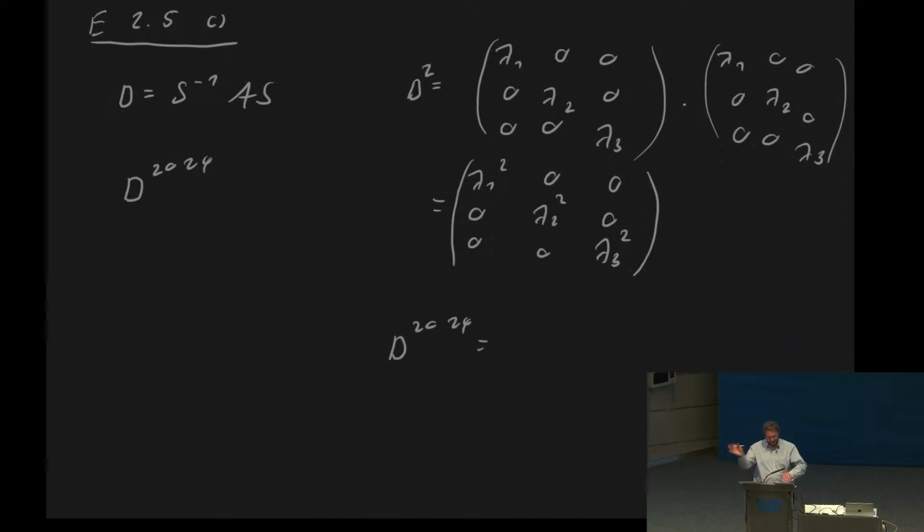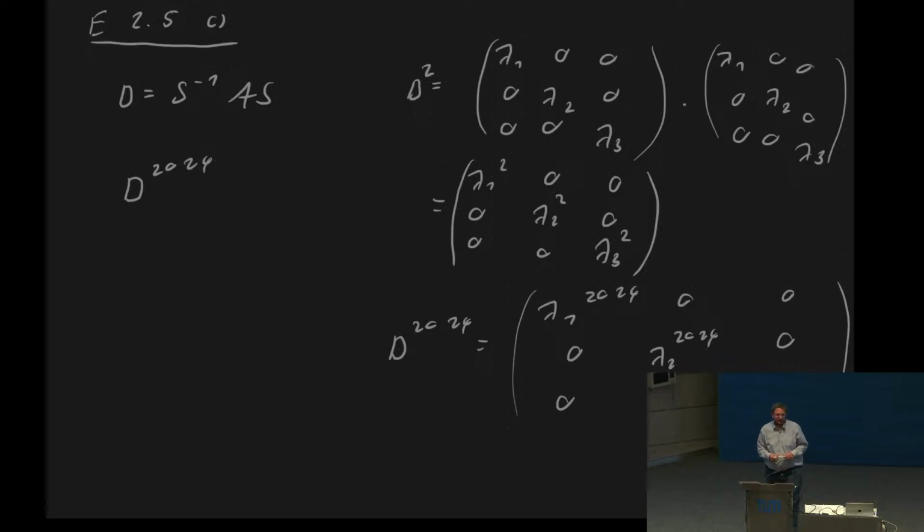Of course, that same thing happens if you multiply with D once again. So D to the 2024 is just lambda 1 to the 2024, zeros. Then you have lambda 2 to the 2024, zeros. And lambda 3 to the 2024. All right, so it's easy for a diagonal matrix. It's not that easy for a non-diagonal matrix.